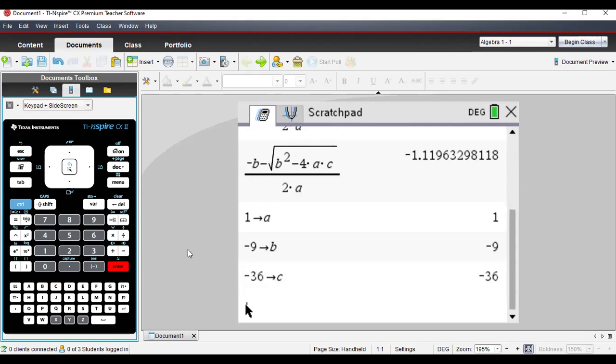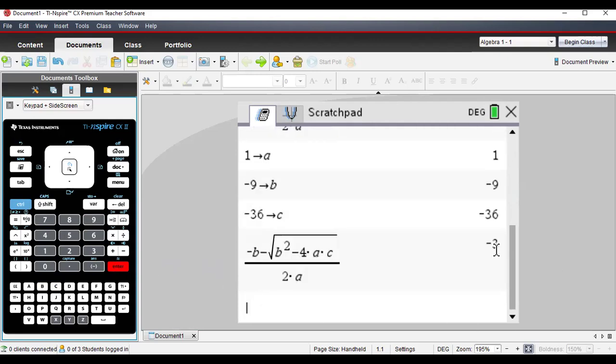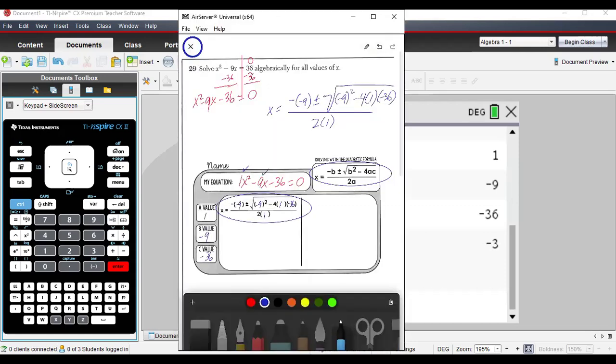Okay, it's done. Now, all I have to do is go up and copy the formula that I've already entered, and then press enter. So what the calculator is going to do is take all of these values that I've stored, and plug them in. So it's going to fix everything. And one of my roots is going to be -3. So let me go to my graphic organizer. I'm going to put x1 equals -3.